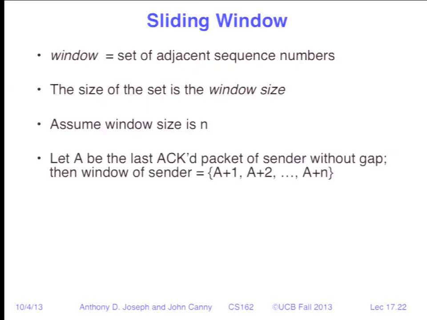So if A is the last acknowledged packet of the sender without gaps, so it's the last packet that we got in a continuous stream going back to the beginning of the connection, then the window of the sender is A plus 1, A plus 2, all the way up to A plus N. The sender can send packets in its window. So at the sender, we keep track of the last packet we got acknowledged from the receiver, and the packets we haven't had acknowledged yet.